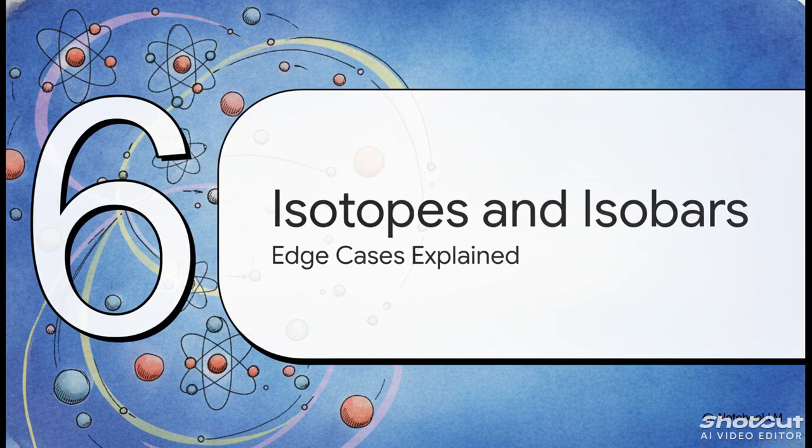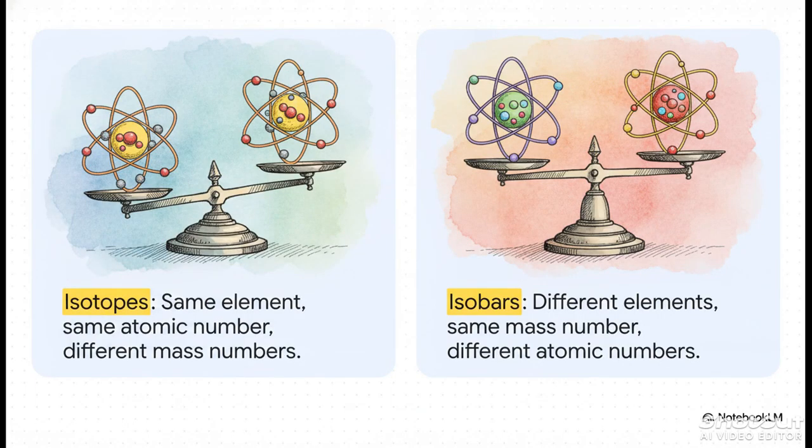Finally, Section 6, isotopes and isobars, edge cases explained. To wrap up our understanding of the atomic rulebook, we have to look at some really fascinating edge cases where nature seems to playfully bend its own definitions. On the left, we have isotopes. These are basically chemical twins. They are the exact same element with the same number of protons, like carbon-12 and carbon-14, but they have a different number of neutrons, making one heavier than the other.